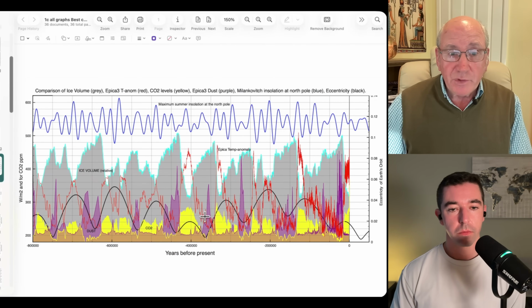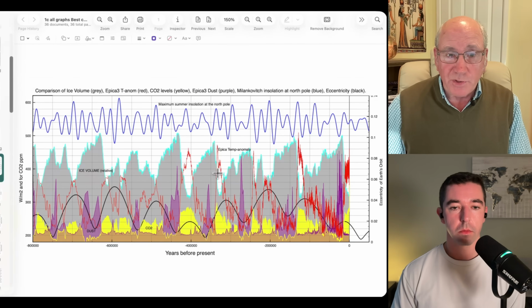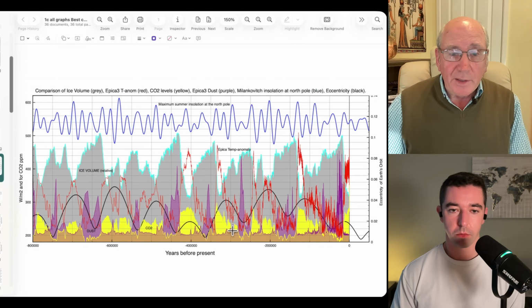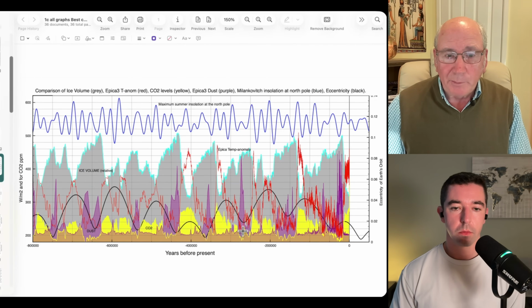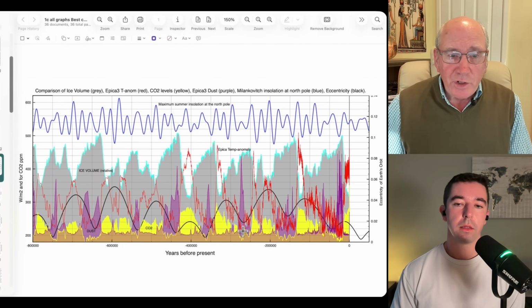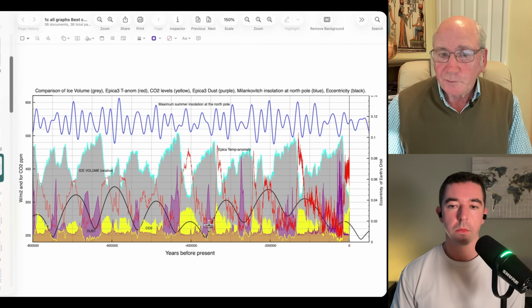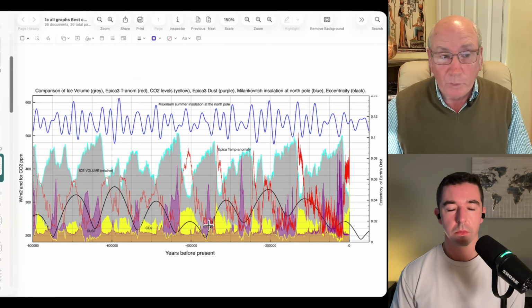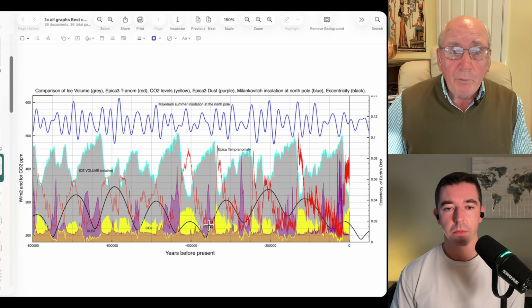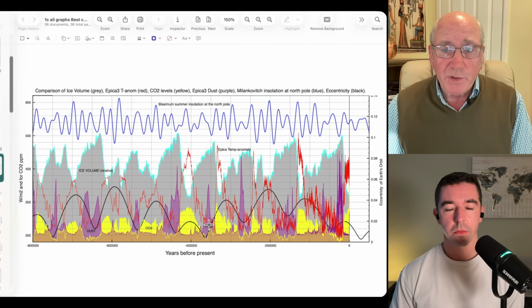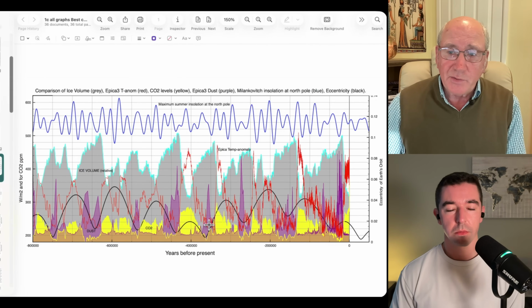Temperature is red. So obviously as ice goes down, temperature goes up. And then dust is in the purple. And note that every interglacial is preceded by 10,000 years of dust. Big clue, that one. And yet most of the papers I read don't include dust as a feedback agent.